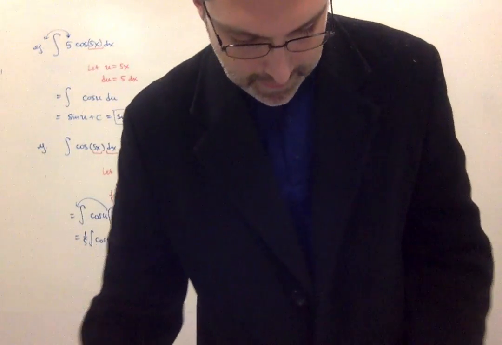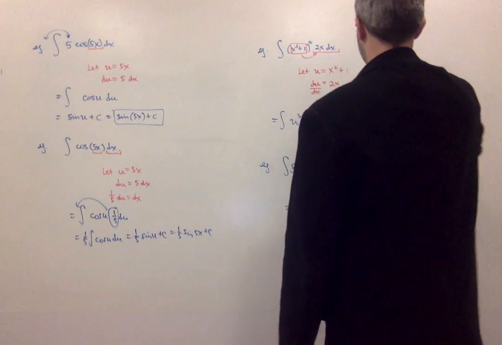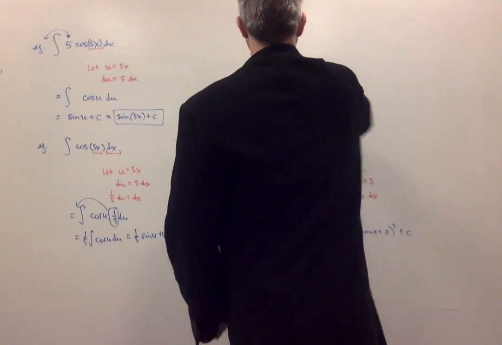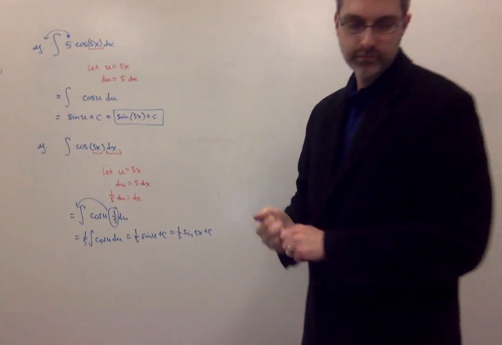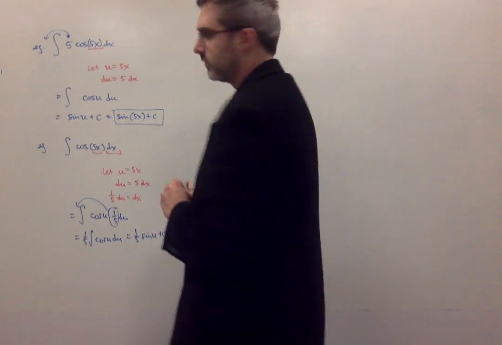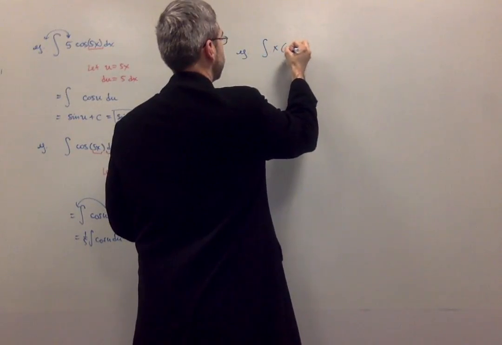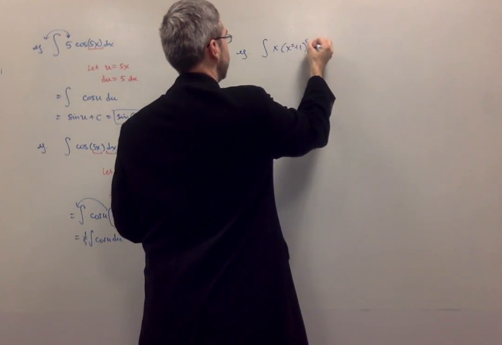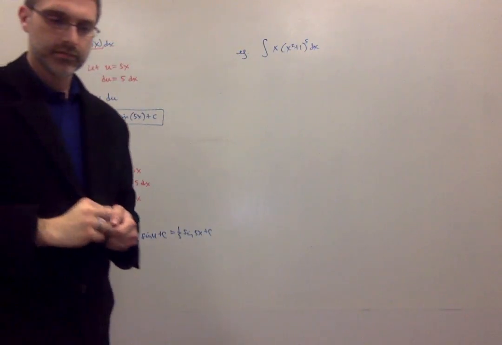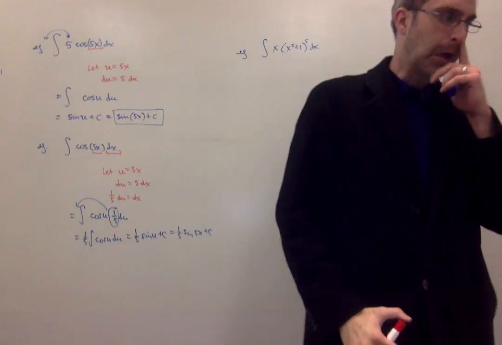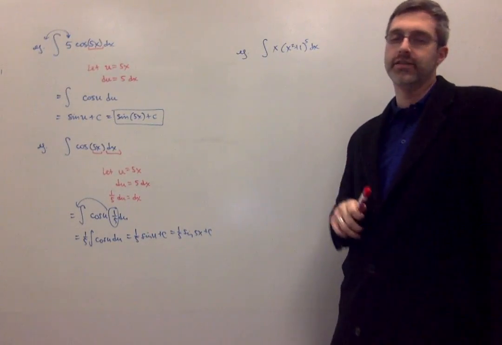Okay, so let me explain. Let me give you another example so you can see what I mean here. Let's do the integral of x times (x squared plus 1) to the 5th dx. Technically, again, you could do a problem like this by multiplying the whole thing out. That's going to be really, really awful.